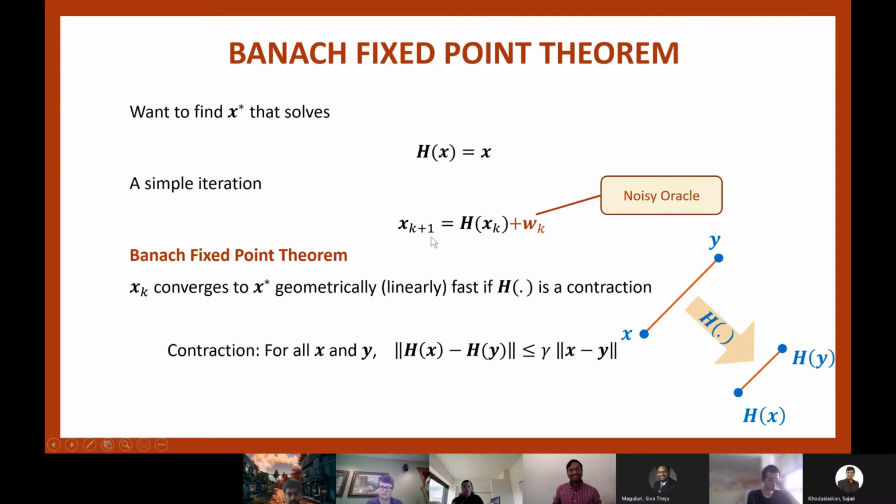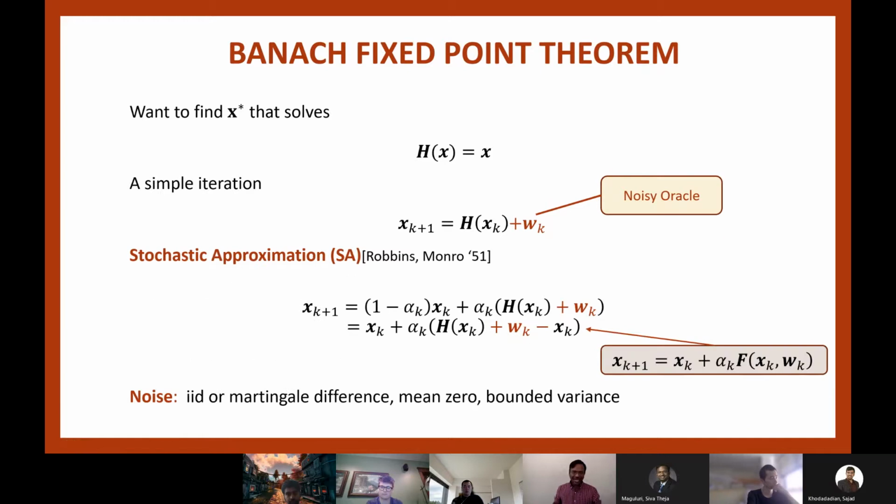Then can we now, even in the presence of the noise, do this iteration? Will it converge to the fixed point? And the answer is kind of yes. And this is what is stochastic approximation. So instead of using this simple iteration, we'll look at a slightly more complicated iteration, which was proposed by Robbins-Monro in the 1950s. What this is saying is that in the simple iteration, at time k I'm at x_k. At time k plus 1, I should go to H of x_k plus w_k.